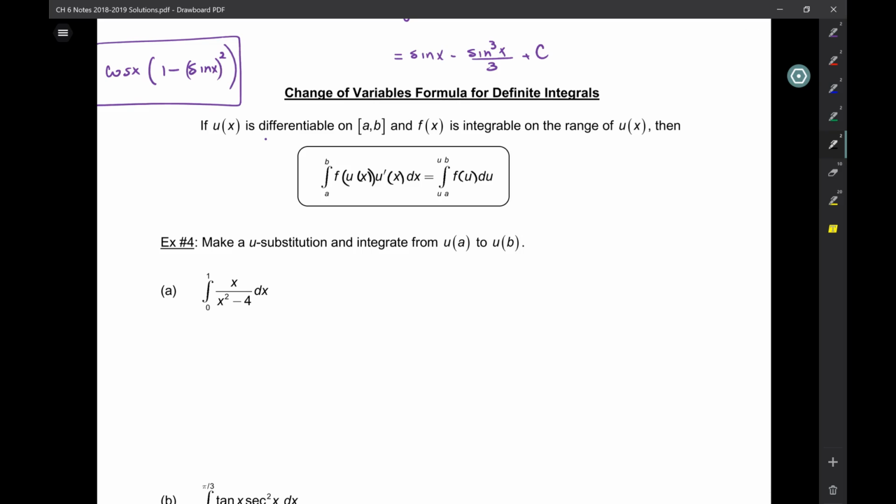f of u, so we write the function in terms of u, and then what we do is we have to change the boundaries. Change a to u of a and b to u of b. Okay? So you have to change those boundaries. All right, so here's how we do that.